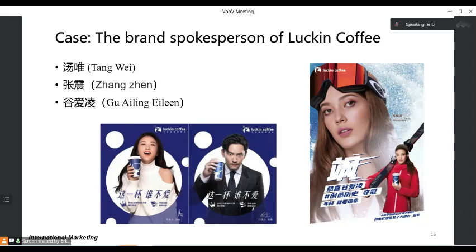But after these events, because they made the fake numbers in their accounts and suffered a great failure, they changed their boss and their stakeholders, and invited other different celebrities to endorse their brand. The target changed, not for office white-collar workers, but for the young generation. So they invited celebrities who are very popular among the young generation.